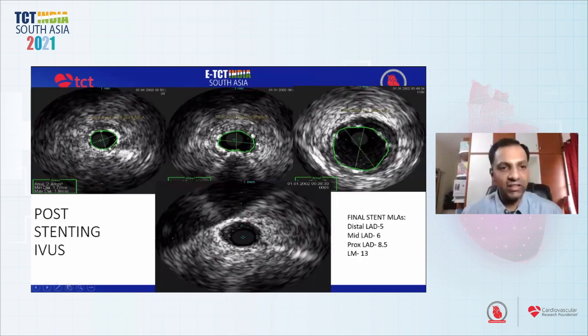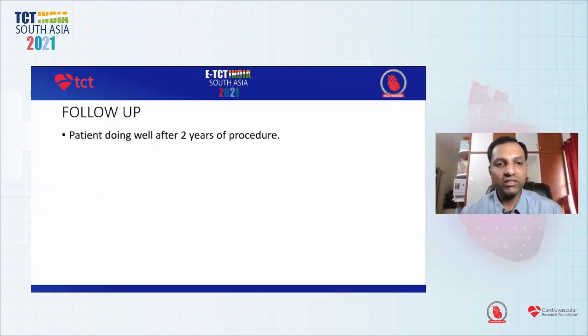Yeah. So this is the IVUS slide. The IVUS shows that the lumen is very well expanded, with very good stent apposition. Distal LAD is 5, middle LAD is 6 square millimeters, proximal LAD is 8.5, and left main is 13 square millimeters. This suggests that the stents are very well expanded and very well apposed. There seems to be no malapposition, and the result was very good.